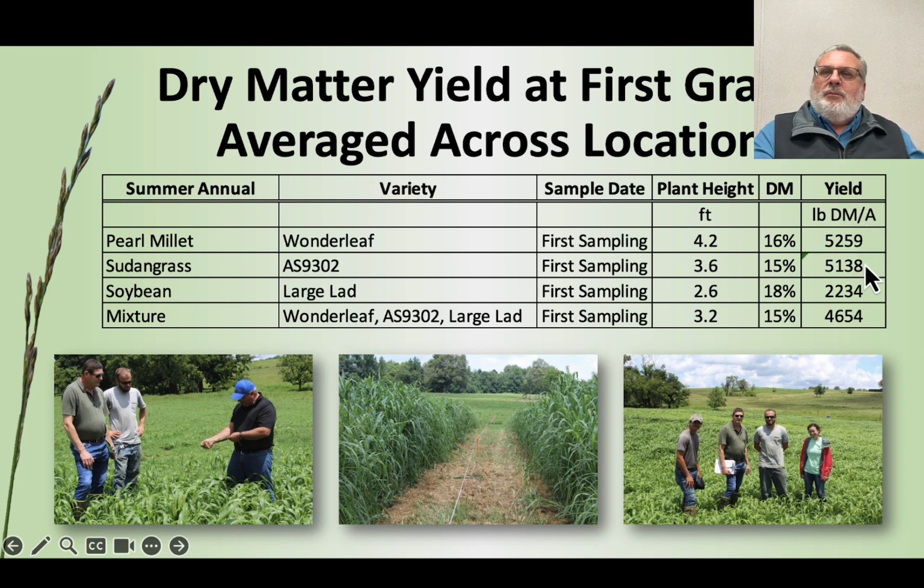So when we looked at pearl millet and sorghum Sudan grass, we're looking at around 5,000 pounds of dry matter per acre. The soybean was much less. It just had a lot of weed competition. And then we had a mixture of pearl millet and sorghum Sudan and forage soybean. And it kind of did better than just the soybean, but not quite as good as sorghum Sudan grass and pearl millet alone.